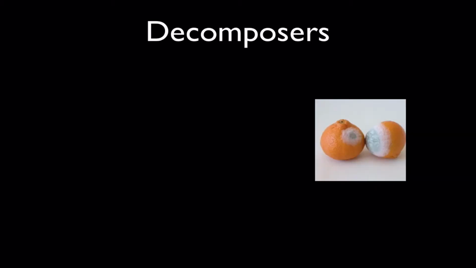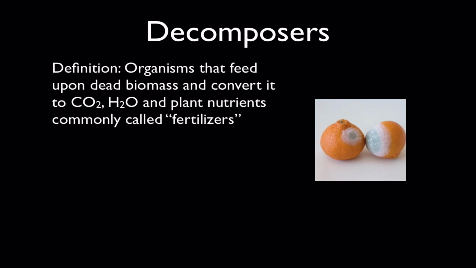Okay, now we can't forget decomposers. Decomposers are organisms that feed on dead material. They're not hunters. They don't go out and catch their food. They just feed on dead material, and they convert the mass of this dead material into three different things: carbon dioxide, which goes into the air; water, which goes into the air and the soil; and other chemicals. We can, for right now, refer to them as fertilizers. These are nutrients that are being used by plants, and they're recyclers.